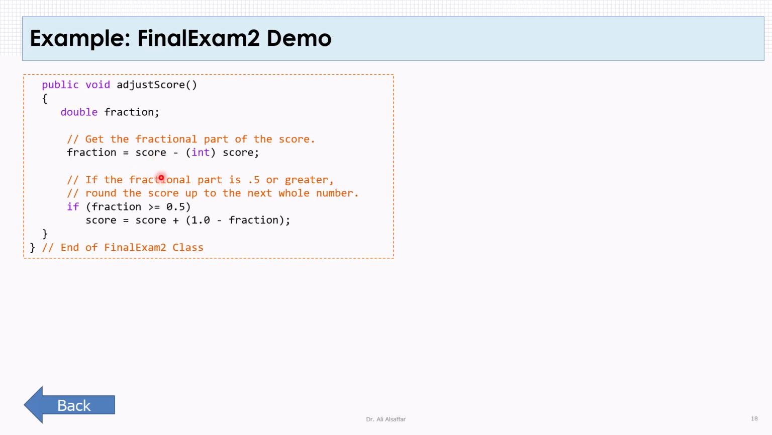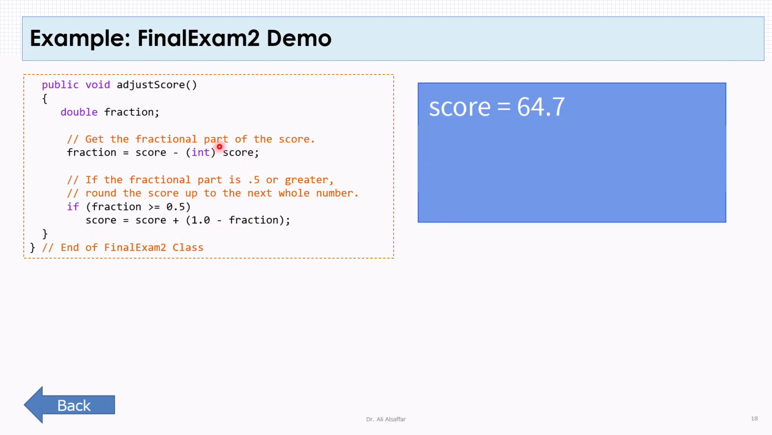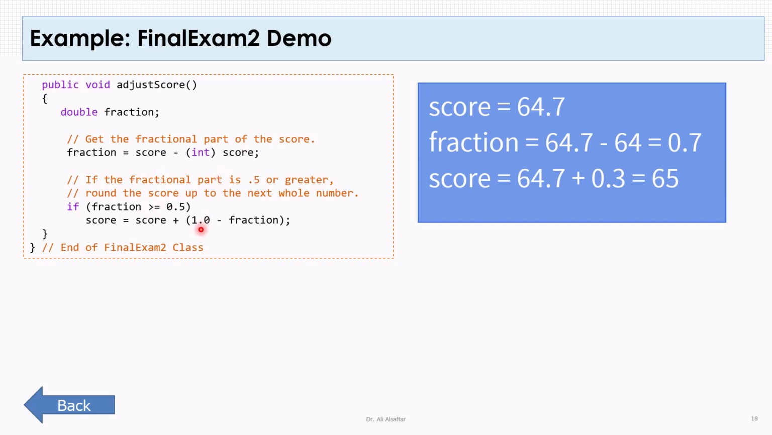So how does this method adjust the score? First, it computes the fraction. And you know that the fraction is equal to score minus the integer part of the score. Then it will test this fraction. If it is greater than or equal to 0.5, then it will round the score up to the next whole number by adding the difference 1 minus fraction to score. So as an example, if a score is equal to 64.7, then the fraction is 0.7. And since 0.7 is greater than or equal to 0.5, then we will add 0.3, which is 1 minus 0.7, to score, and the value will be equal to 65.